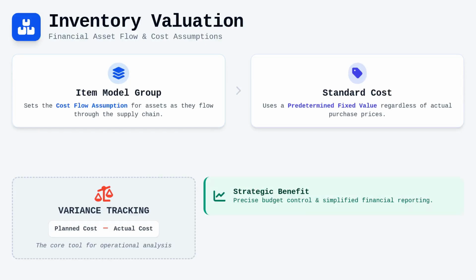If your operation prioritizes precise budget control and simplified financial reporting, standard costing is often the default choice, though it requires meticulous maintenance of cost records and standard price updates.